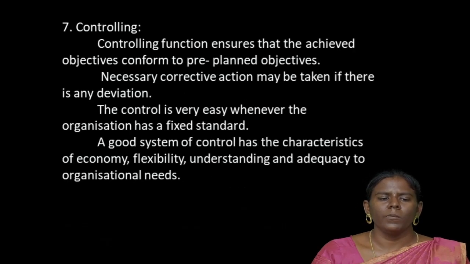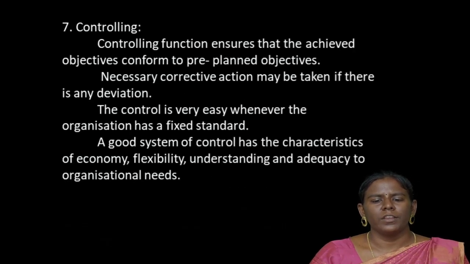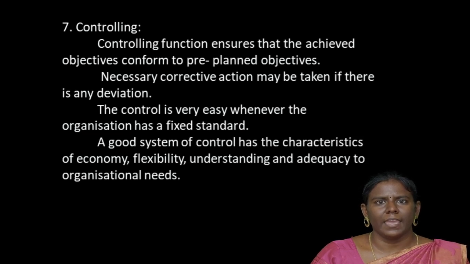Next, going on with the controlling function. It ensures that the achieved objectives conform to pre-planned objectives. Necessary corrective action may be taken if there is any deviation. The control is very easy whenever the organization has a fixed standard. A good system of control has the characteristics of economy, flexibility, understanding and adequacy to the organizational needs.